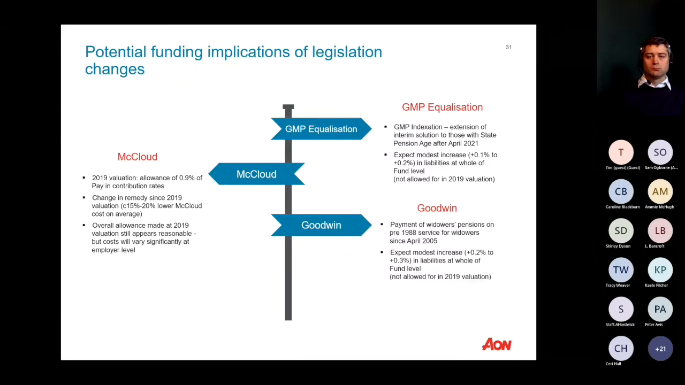There are a couple of other changes in legislation. The GMP one, that's guaranteed minimum pensions. We have now got a resolution to that. We think it will increase liabilities by 0.1 to 0.2% at whole of fund level. Again, it will vary by employer, but nothing to get too excited about. In another discrimination case, this time in the teachers' pension scheme, we are expecting similar changes to widowers' pensions in the LGPS, which might increase liabilities by 0.2 to 0.3% at a whole of fund level. We didn't allow for that in the 2019 valuation, so it might push up the liabilities very slightly in 2022.